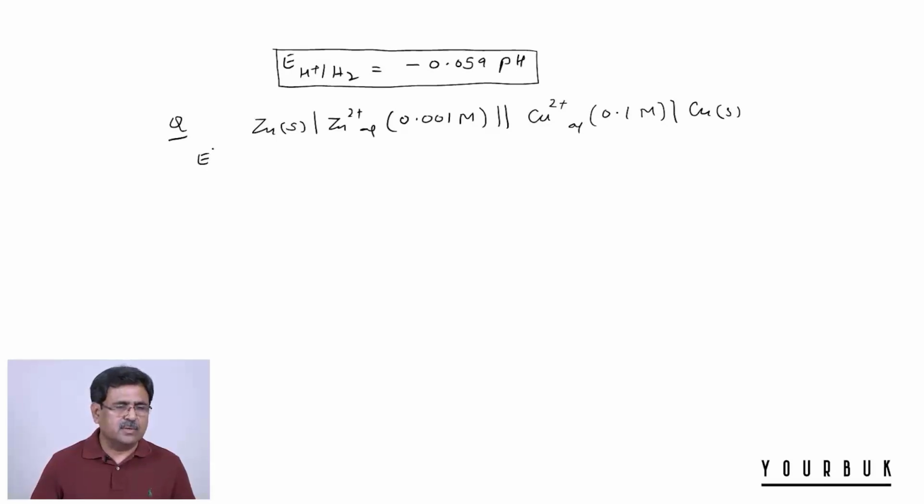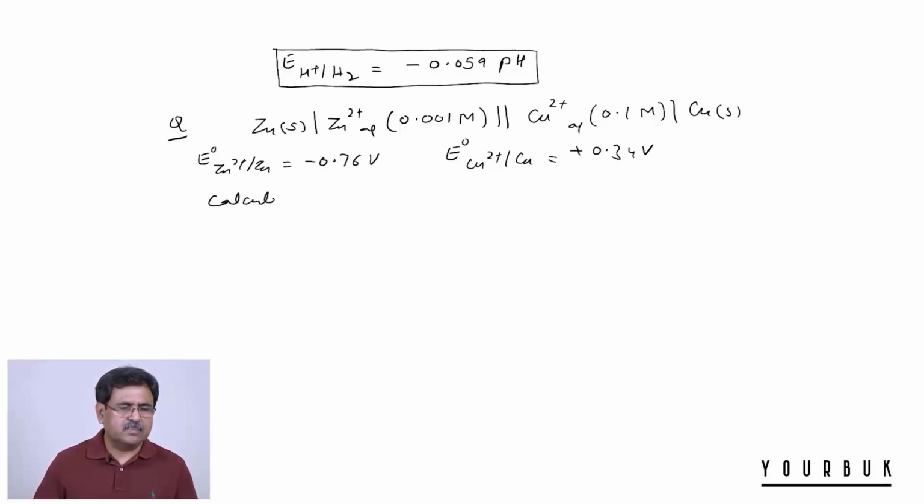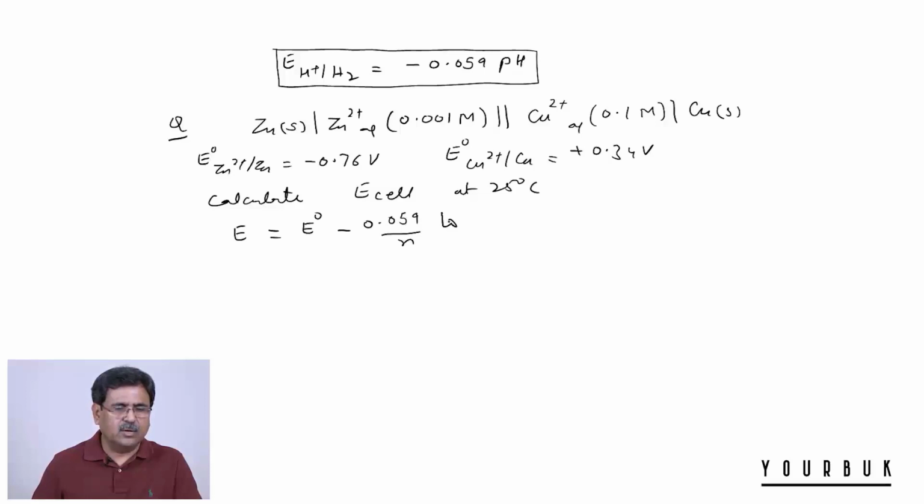Their electrode potentials are given: E degree of Zn2+ to zinc is minus 0.76 volt, E degree of Cu2+ to copper is plus 0.34 volt. And our question is to calculate E cell at 25 degrees Celsius, that is, calculate the cell potential or cell EMF. In this case, first we write the Nernst equation: E is equal to E degree minus 0.059 upon n log of Q.